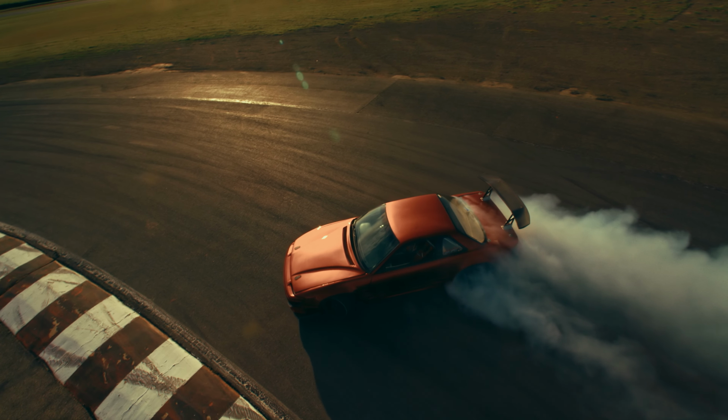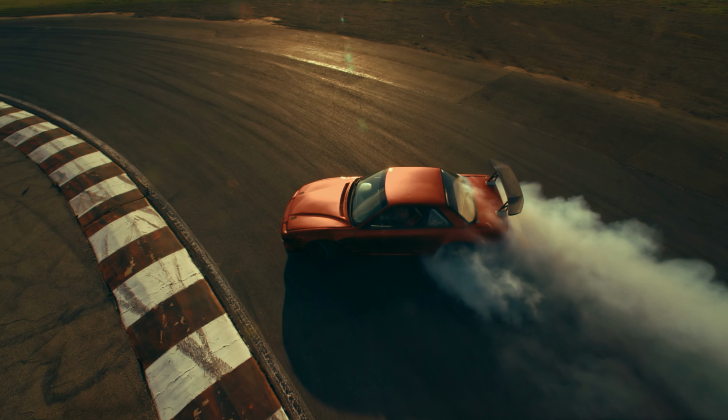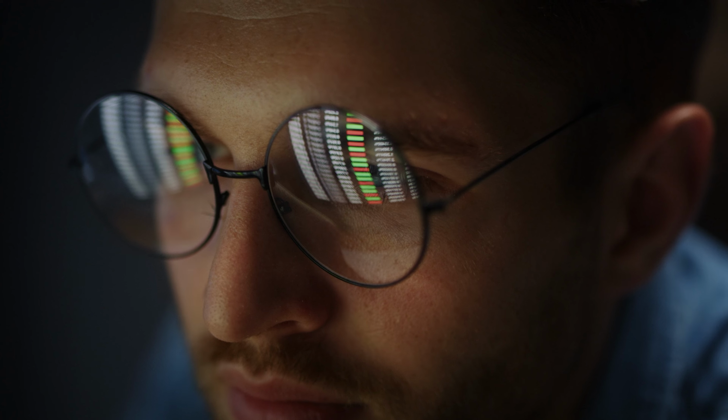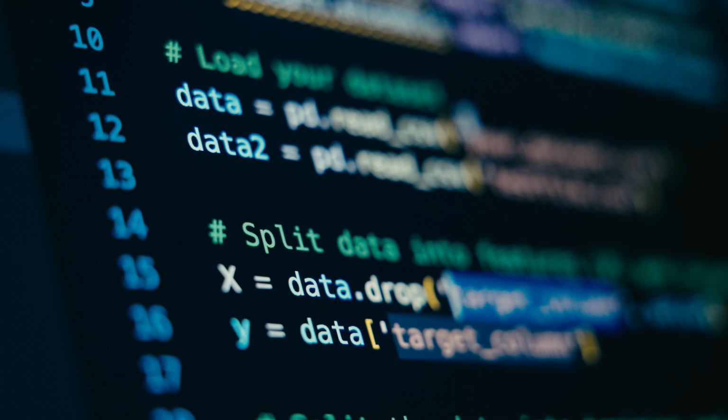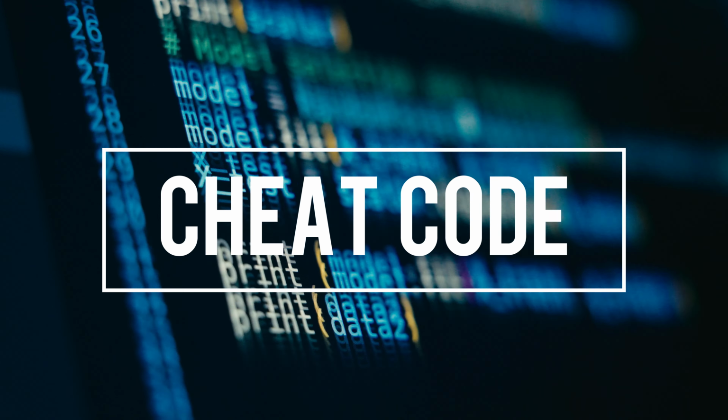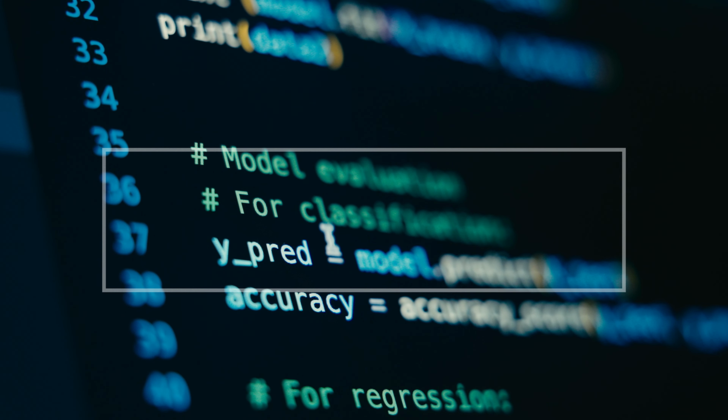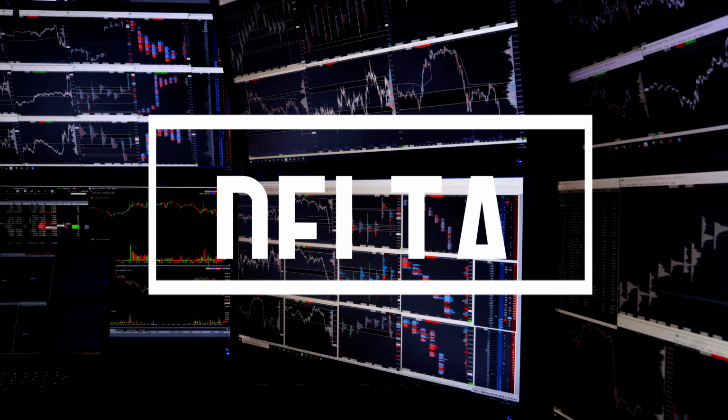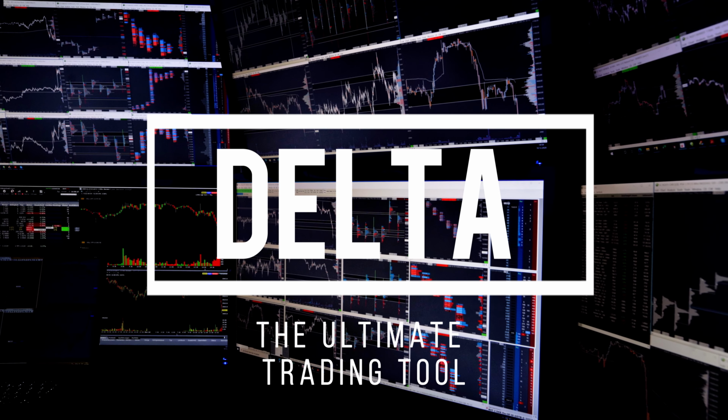In trading, there are no shortcuts. You have to learn through years of experience, thousands of hours of screen time, and put in a ton of work. That said, if you're to consider one tool a cheat code in the markets, it's this. Today, my friends, we are looking at Delta, your second pair of eyes when trading.